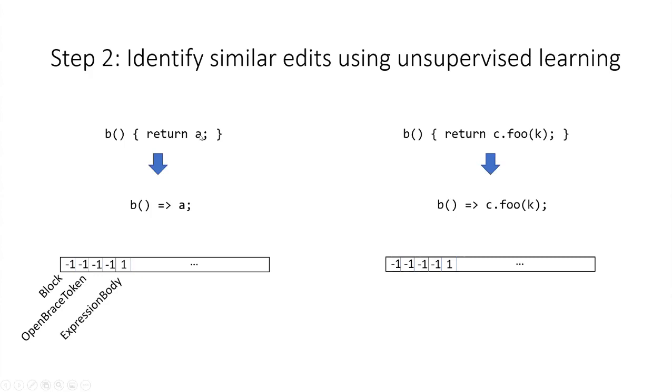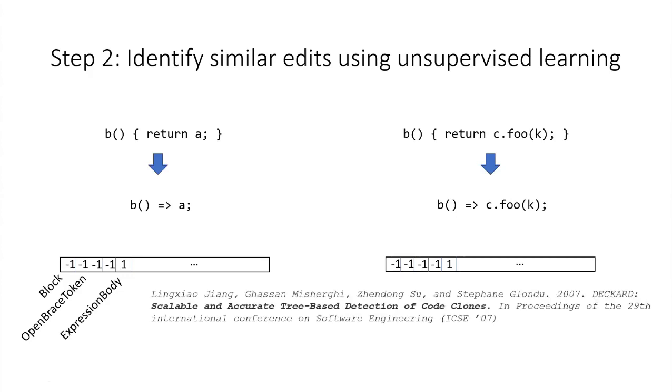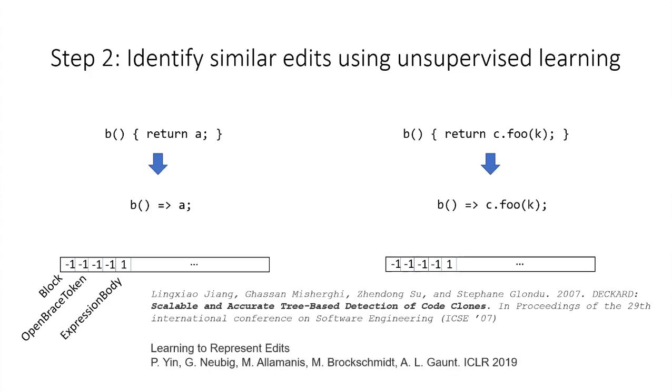For instance, if I go from this code to this code, I'm deleting. My final version of the code will have lost one block, one open brace token, and so on. So we use this technique, which is similar to other clone detection techniques. This is based on Deckard, a common clone detection tool. So it's a very similar technique. But someone can also try other embeddings to represent these changes that could also be used in the same framework.